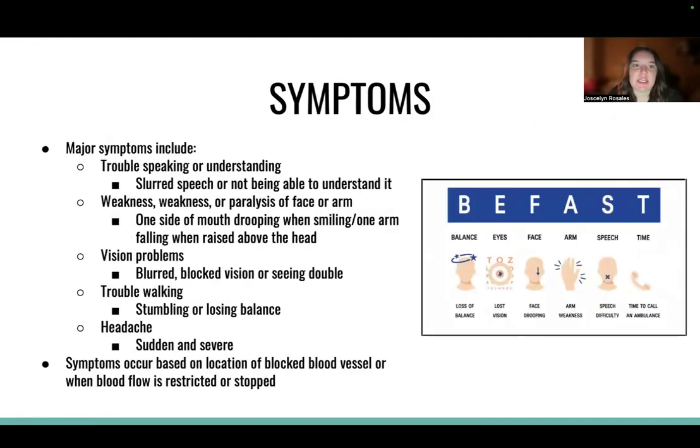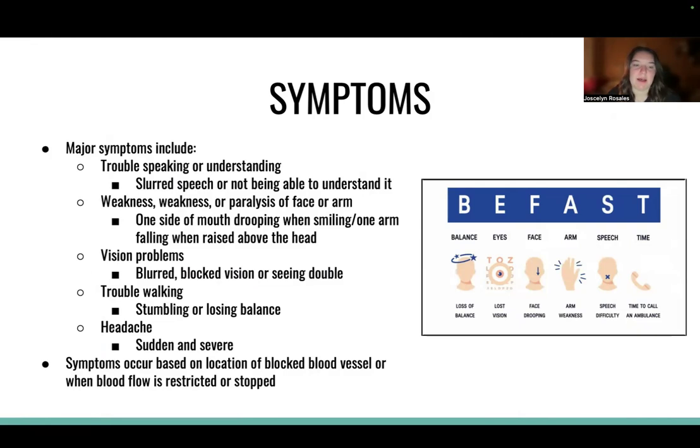Some symptoms include trouble speaking or understanding, so having slurred speech or just not being able to understand speech when patients are being talked to, weakness or paralysis of the face or the arm. So basically, the typical sign is that when someone smiles, one of their sides kind of droops down, or when you have them raise their arms, one of them falls and doesn't stay up with the other one. Vision problems, it can be blurred, blocked, or they can see double.